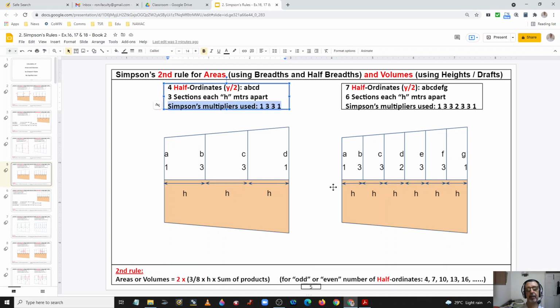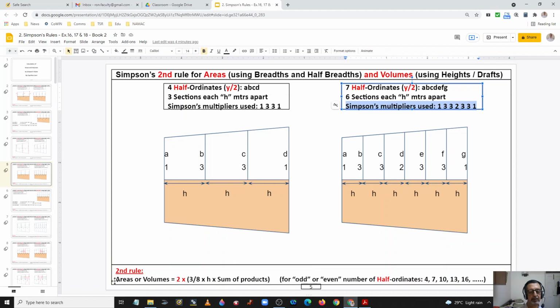If we had 7 ordinates or 7 half ordinates, A, B, C, D, E, F and G, we would have 6 sections. And each of these ordinates would be h meters apart. The Simpson's multipliers, however, we would be using are 1, 3, 3, 2, 3, 3, 1.